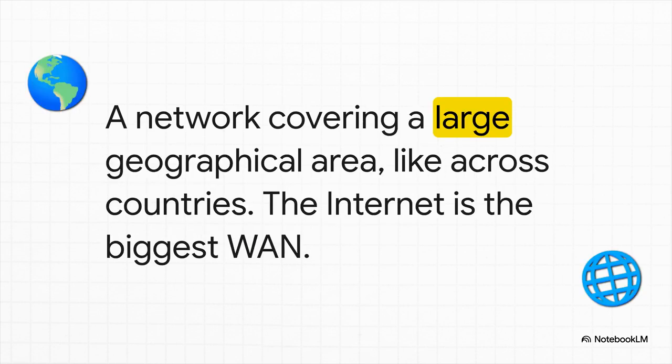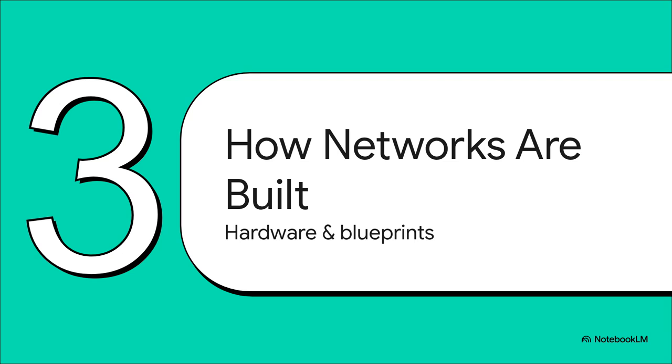And now for the final zoom out. When you connect networks across huge distances, we're talking across countries, across oceans, you get a WAN, a wide area network. It's literally a network made of other networks. And the biggest, baddest WAN on the entire planet? Well, you already know it. It's the internet.